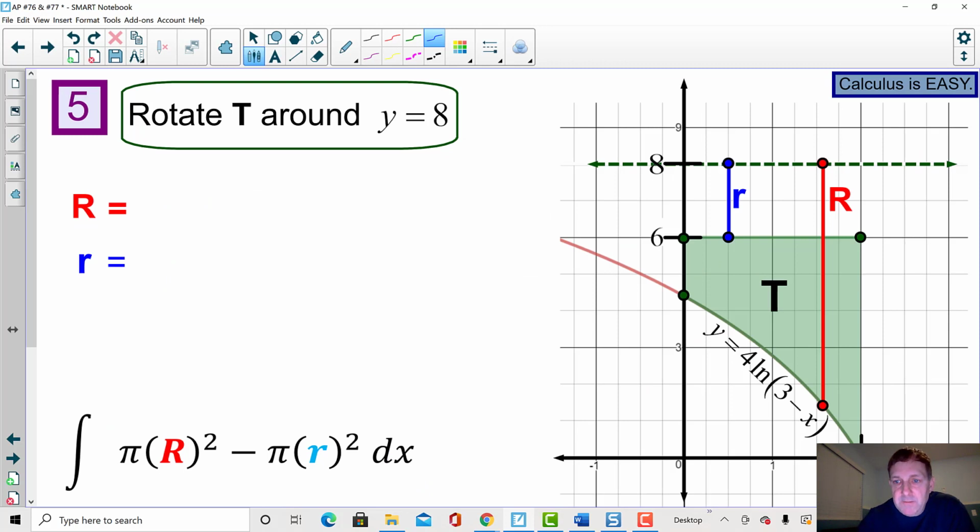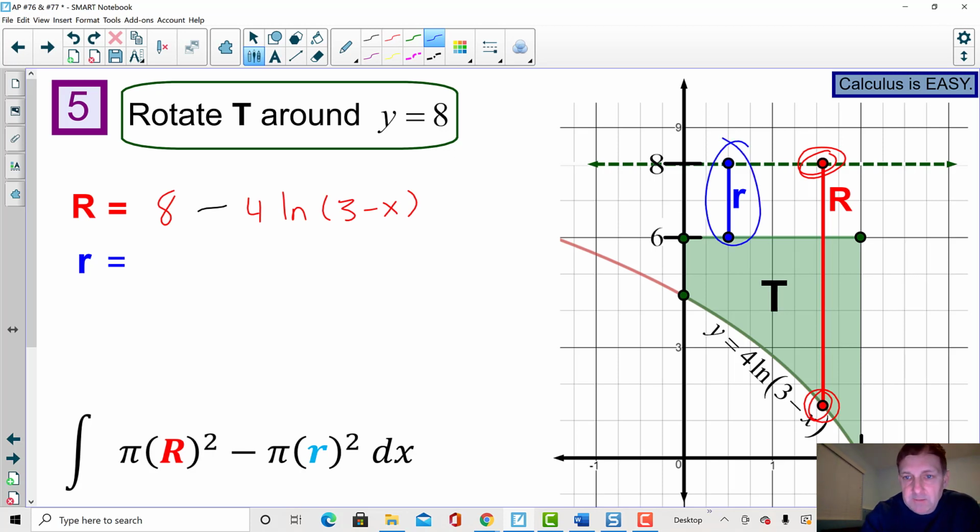Okay, for number 5, we're going to rotate region T around the line y equals 8. The big R, again, we've got to do top minus bottom. So it's going to be 8 minus the curve. And then the little radius, it's going to be top minus bottom. So it's going to be 8 minus 6. But 8 minus 6 is just 2. So I'm just going to put 2 for the little radius.